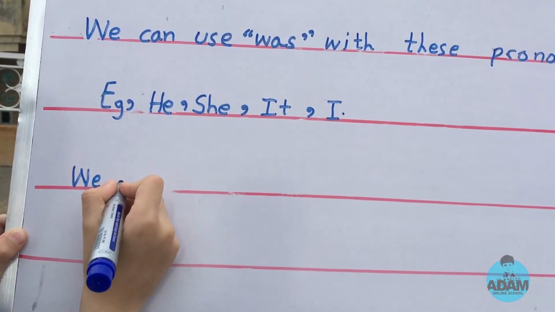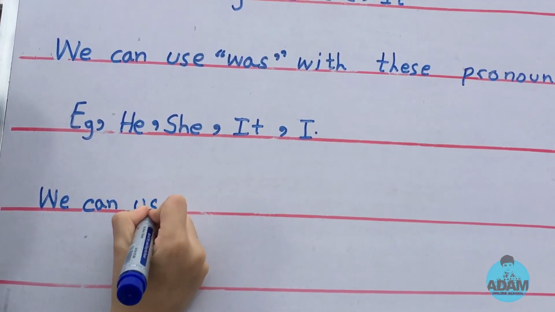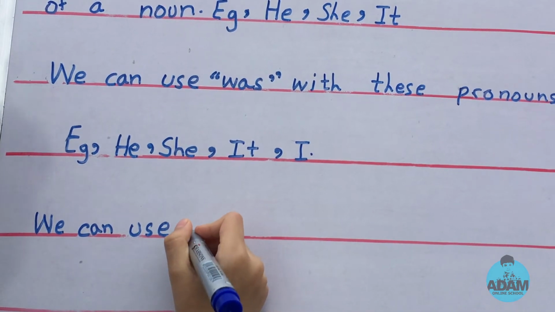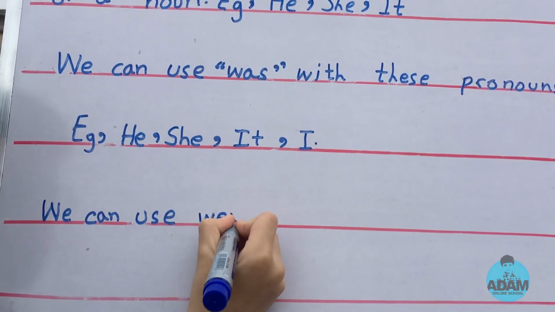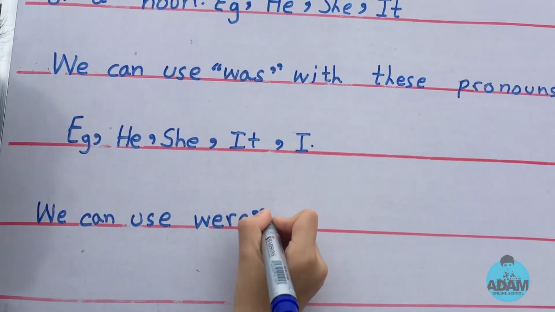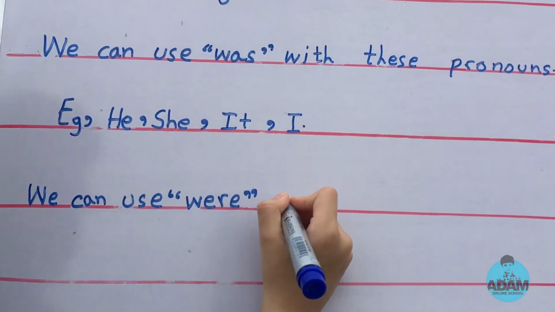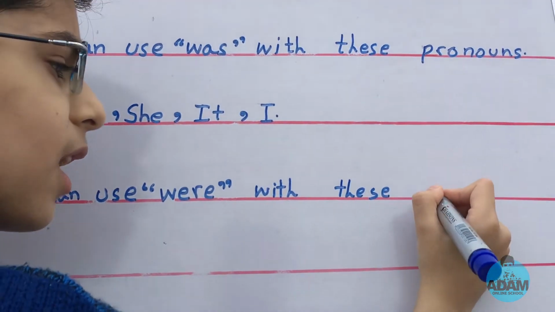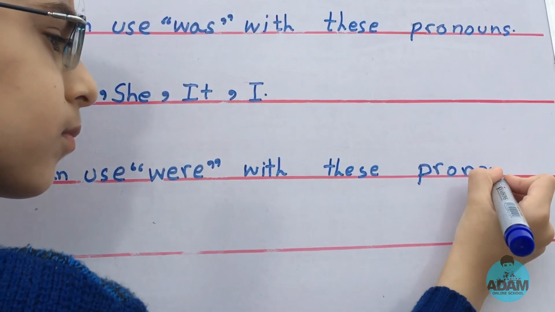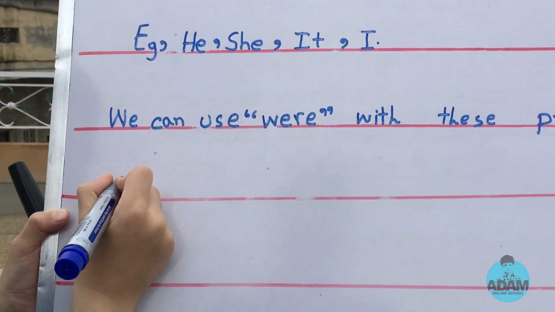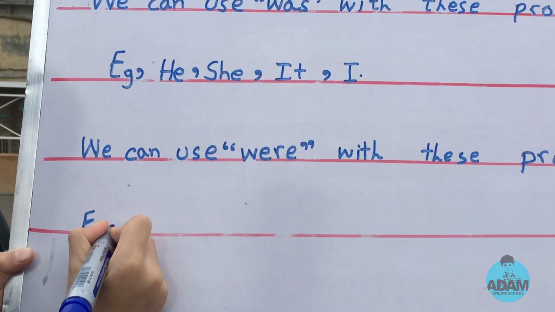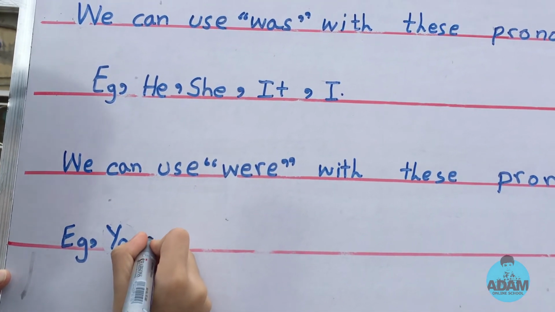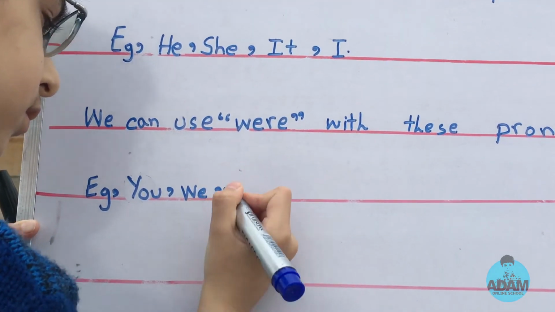We can use pronouns, we can use were, with these pronouns. Example, you, we, they.